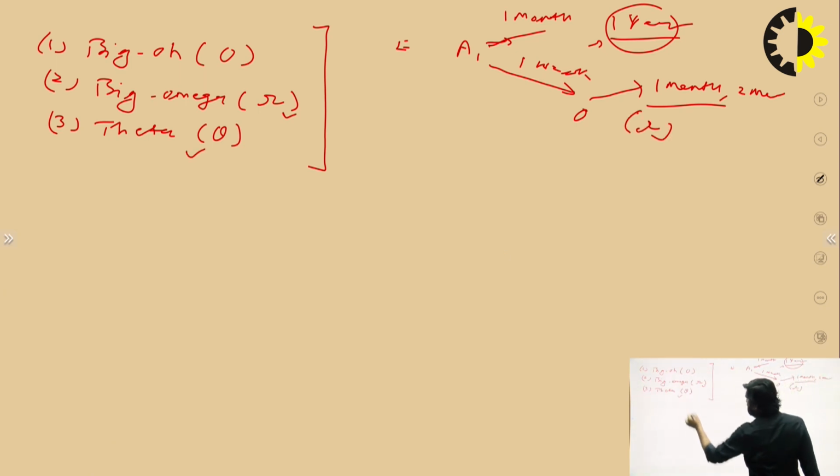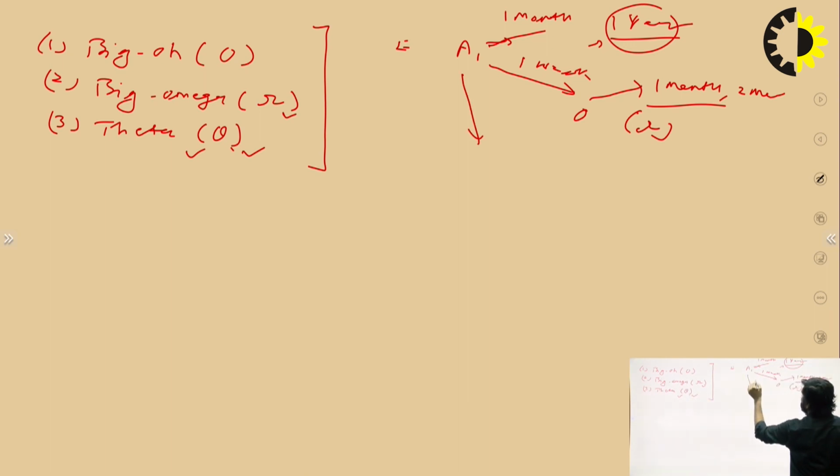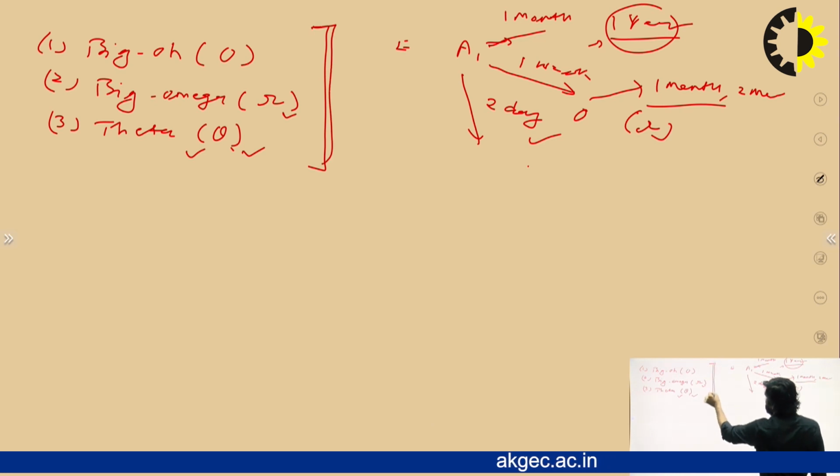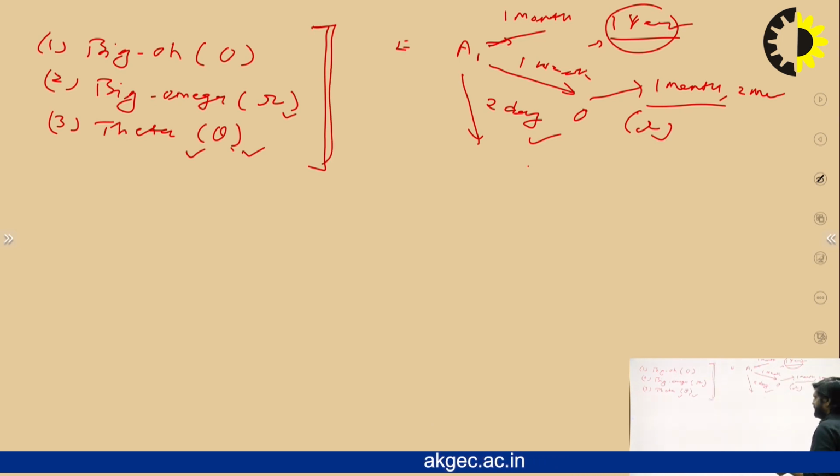Next is theta. Theta is defined as the exact time. That is good for any client. Now, this is not exact. I'm just taking an example: algorithm A1 is exactly developed in 2 days, and I give you 2 days to develop this algorithm. This means it's theta notation. I'm just taking an example. Another example, you can easily understand.